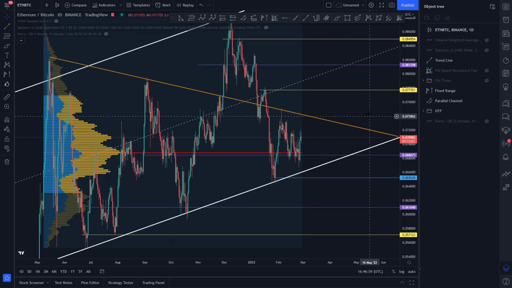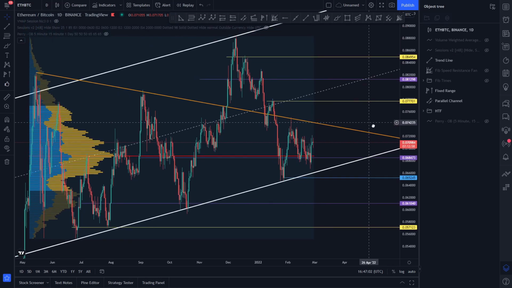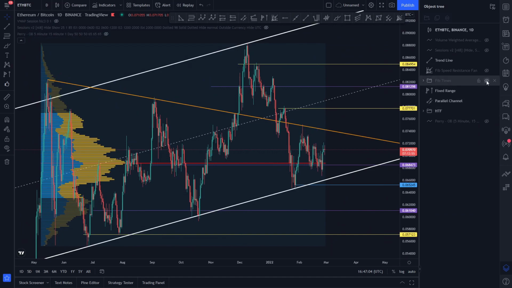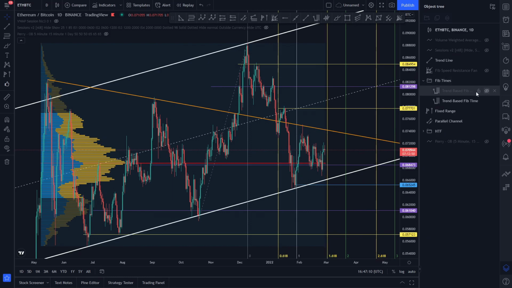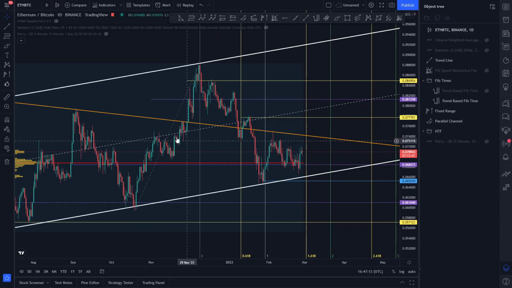What is also pretty interesting for me is the Fibonacci time. So what do I have right here? Let's look at it one by one. Very simply, I took the Fibonacci time from this low to this high, and I looked at how much time it took to go from low to high, and as you can see, we had a 1-to-1 Fibonacci time. We found a low at 1-to-1 time. So this is pretty good.